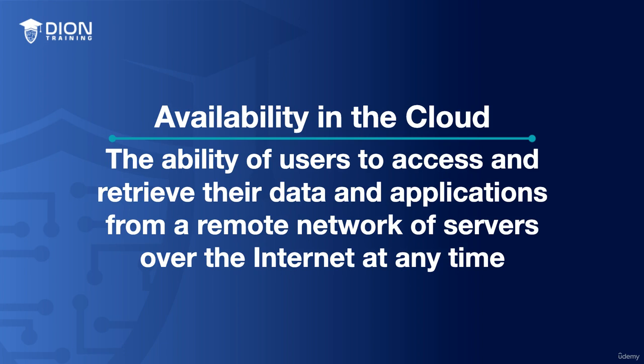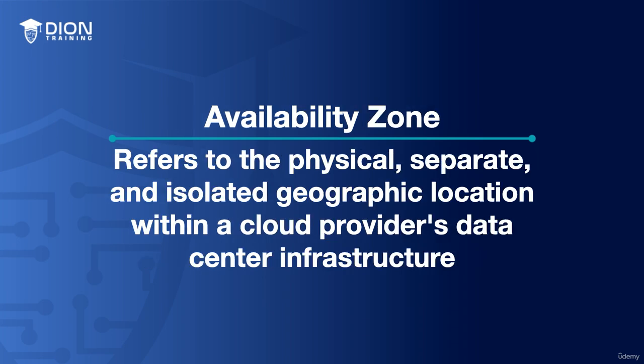The third area we need to talk about is availability in the cloud, and this includes the use of availability zones, regions, and geo-redundancy. Now, availability in the cloud refers to the ability of users to access and retrieve their data and applications from a remote network of servers over the internet at any time. An availability zone refers to the physical, separate, and isolated geographic location within a cloud provider's data center infrastructure.